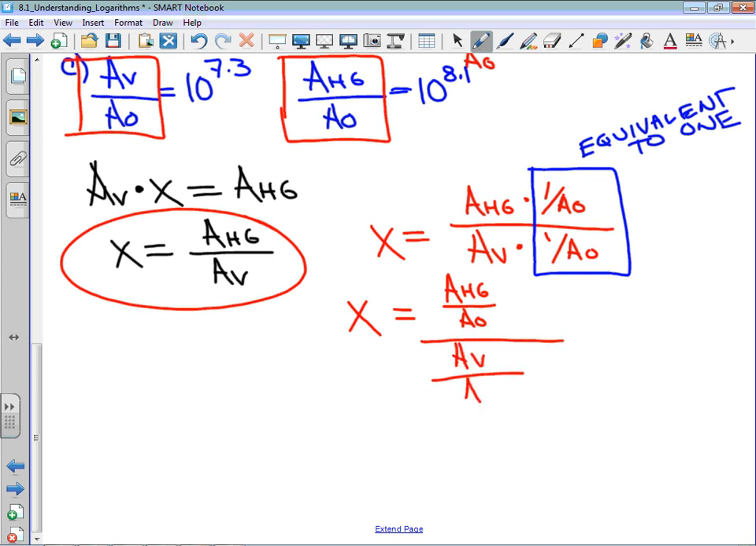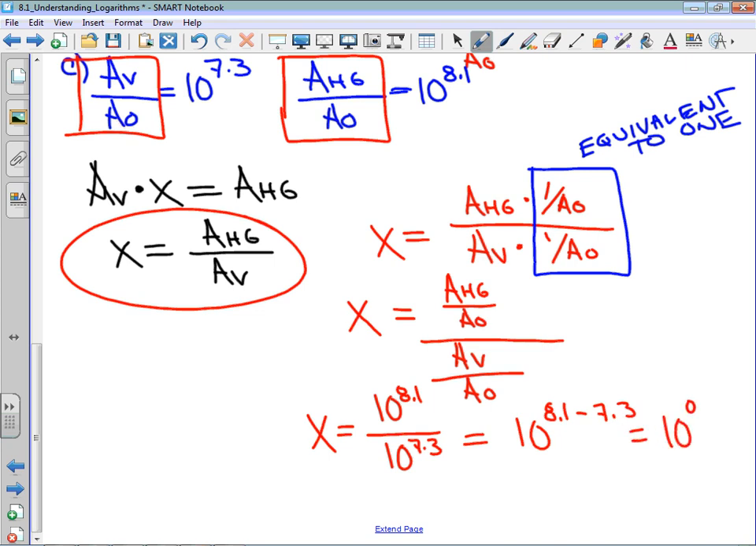And the reason why that's so beneficial is we have expressions for those. So the number of times greater that Haida Gwaii is compared to Vancouver is going to be the result of 10 to the power of 8.1 divided by 10 to the power of 7.3, which is 10 to the power of 8.1 minus 7.3, or 10 to the power of 0.8. Now, that's not typically how we want to present information, 10 to the power of 0.8. It's like you're giving people homework when you talk to them.